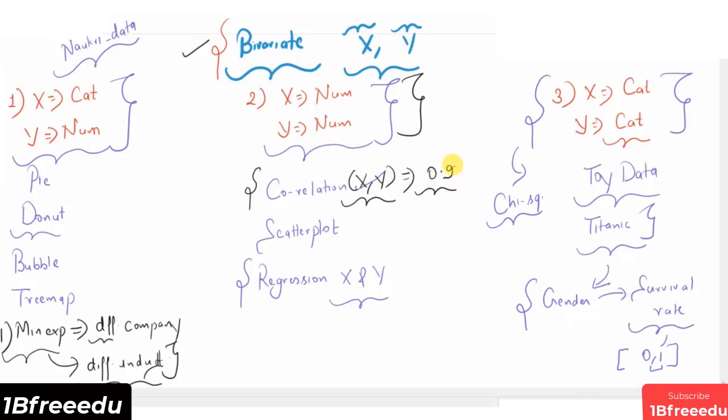So it means we have a very high correlation. Again, if we have a correlation value close to 0, it means we have very low correlation. And if the value is close to 1, we have a higher correlation.